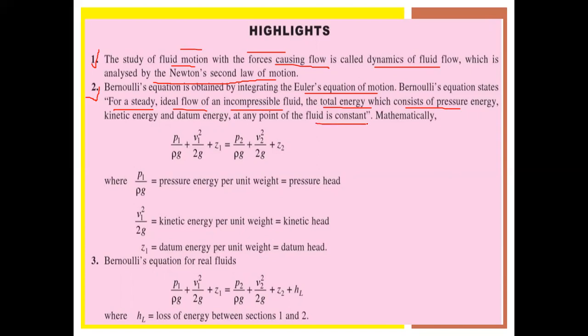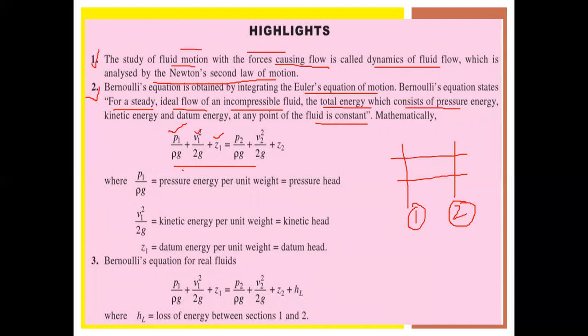So whenever you are taking two surfaces, at position A, at position B, or position C, this is at point 1, this is the position at 2. So what we are saying here is that it consists of this pressure energy, this one is the kinetic energy, this one is the datum energy, equal to constant.